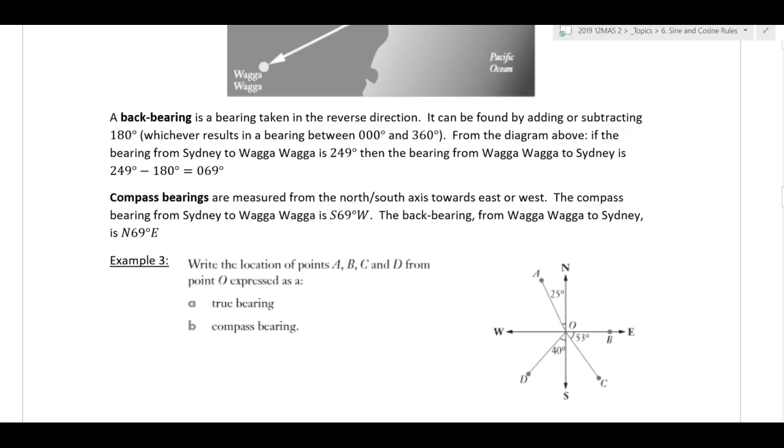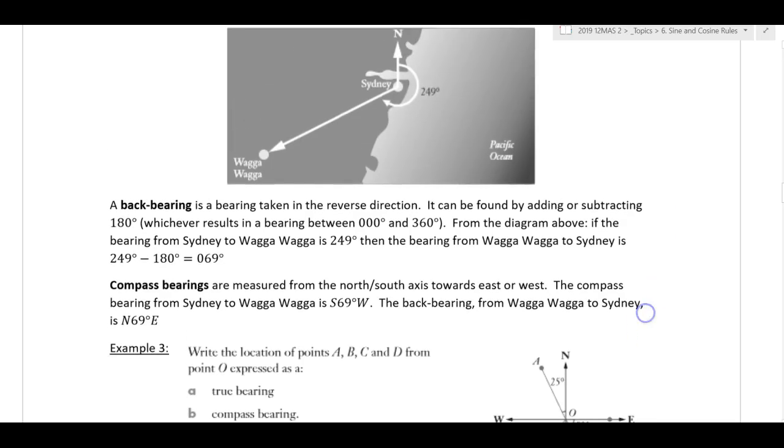So, for example, this bearing from Sydney to Wagga. Here's my north-south axis. Now, it's more south than north, so it's south, and then I need to work out this angle in here, how far away from south it is. Now, 180 would be straight down, so I take 180 away from 249 and I'll get 69. So this angle in here is 69 degrees, so it's south 69 degrees west, because it's west of south.